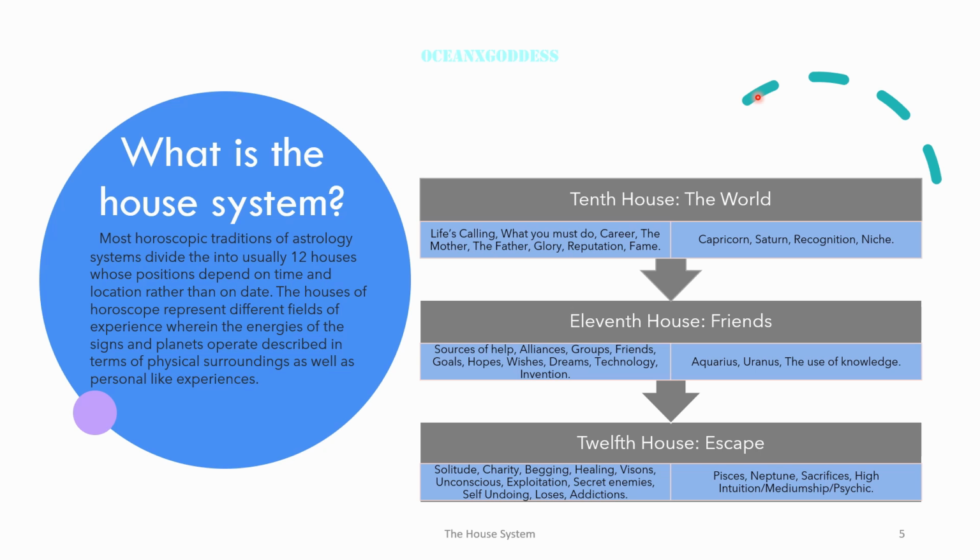So let's move forward to the 11th house. The 11th house is where we concentrate on our friends, okay? So this could be sources of help, alliances, groups, friends. The 11th house also deals with our goals, hopes, wishes, dreams, technology, and invention. So some things that rule over the 11th house are Aquarius, Uranus, and the use of knowledge.